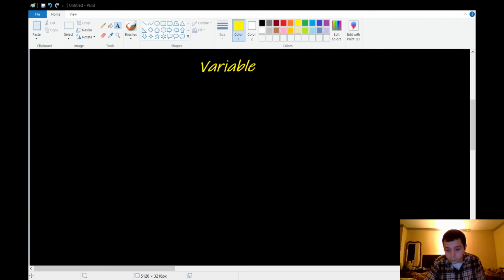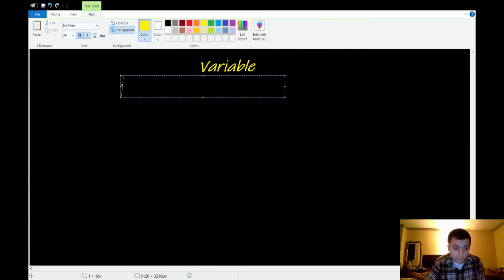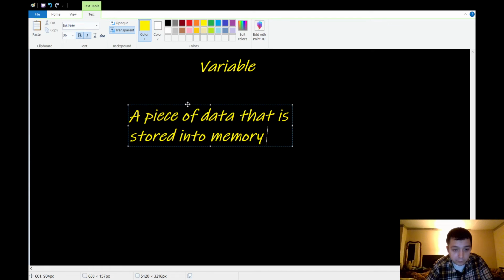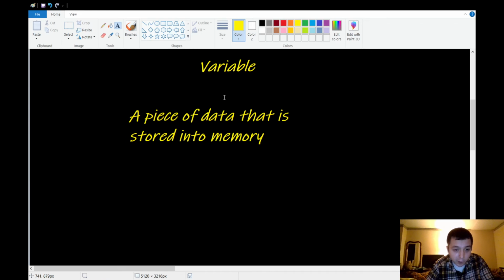So basically, the definition of a variable in the computer sense is a piece of data that is stored into memory. I think I want to move that down a bit. It's kind of right next to the variable. A piece of data that is stored into memory. So let's kind of expand on this a little bit.